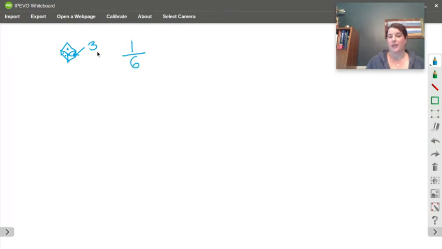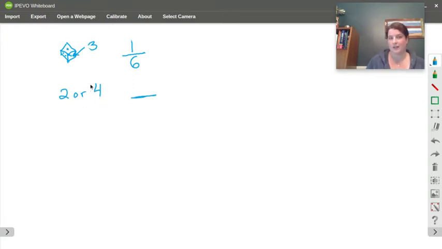So our probability of rolling a 3 would be 1 out of 6. So let's think about maybe some more complex problems. What's the likelihood that you would roll a 2 or a 4? Let's see, 2 or 4 on a dice. Okay, so this time we have more than one measured outcome.